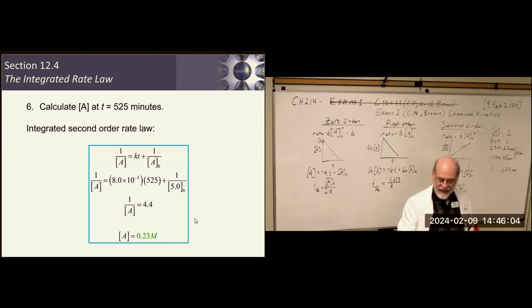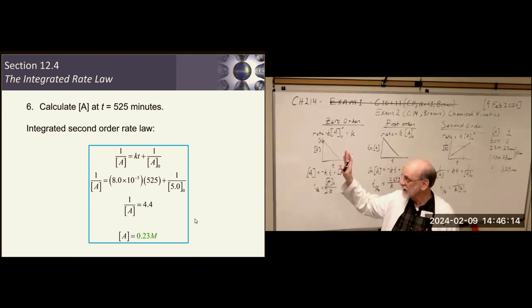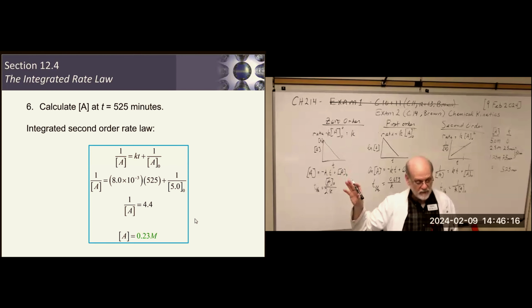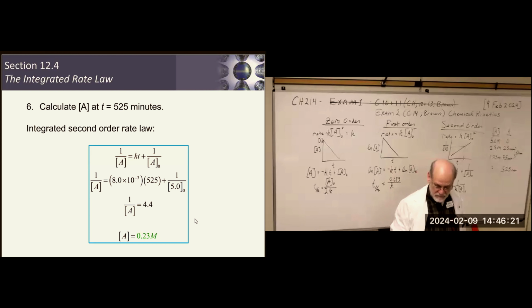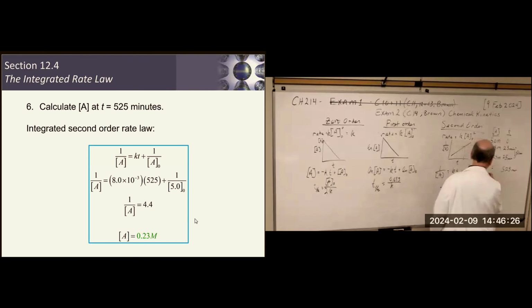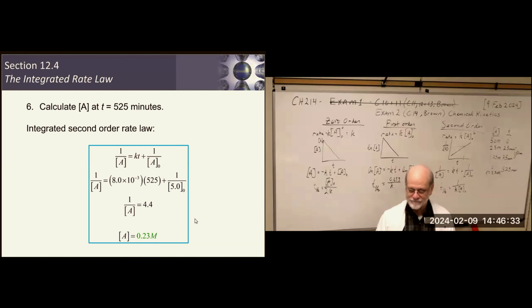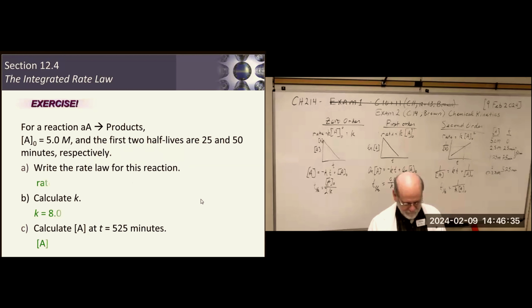And then we plug the K in. And now we say A0 is 5. That's in the intercept position on the right. Now we have an equation with one unknown, and we solve for the A. And it turns out that with this data, we can determine that the final concentration will be 0.23 molar after 525 minutes. Okay? Oh, there it is in one fell swoop.